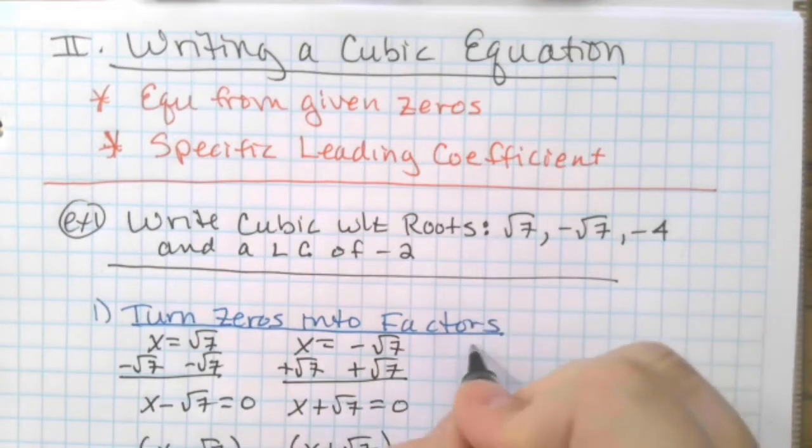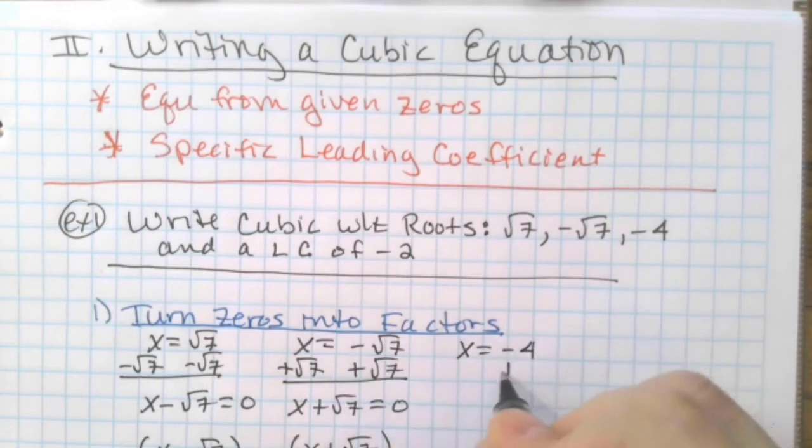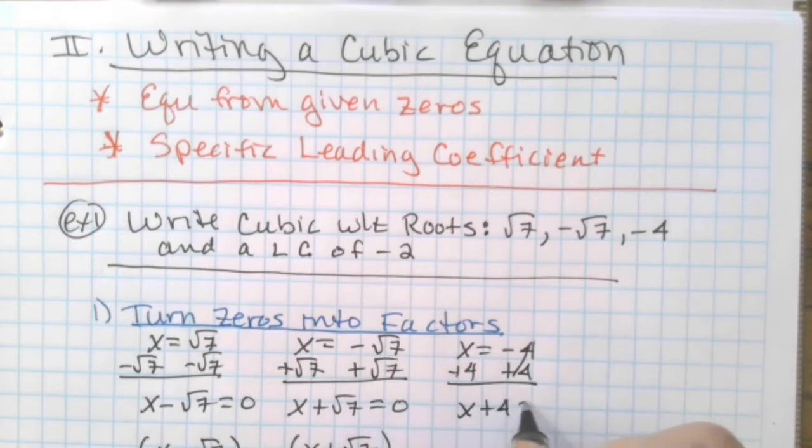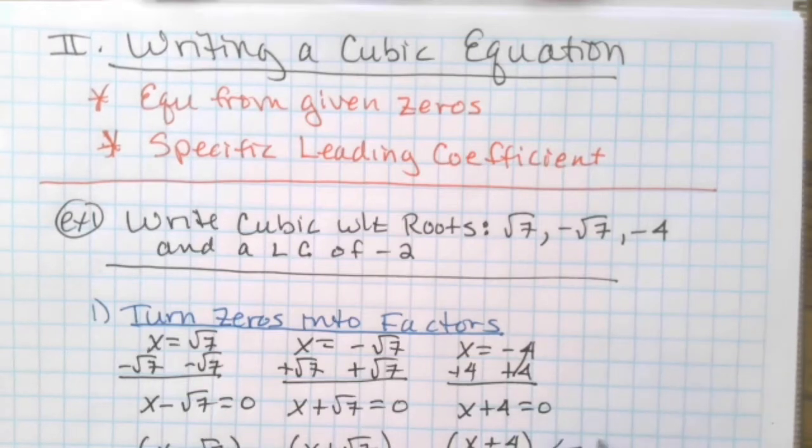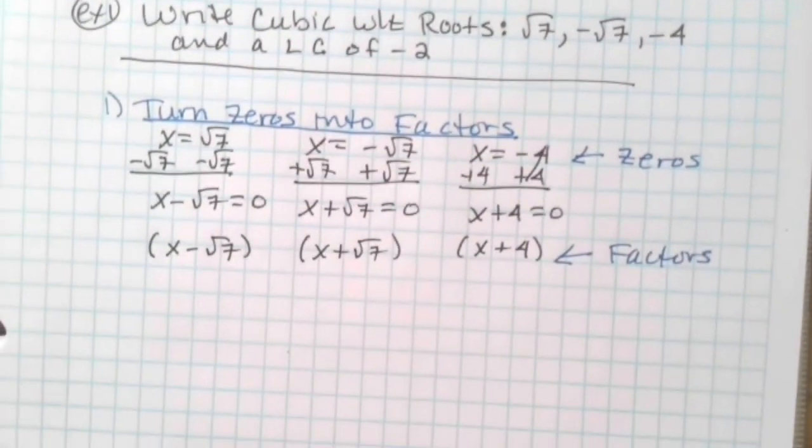And then the last one, x equals negative 4. You're going to add 4 over to the left. You get x plus 4 equals 0. So x plus 4 is the factor. And again, these are the factors. These are the zeros. Really important to keep that straight.